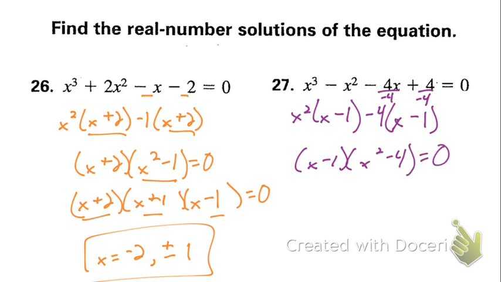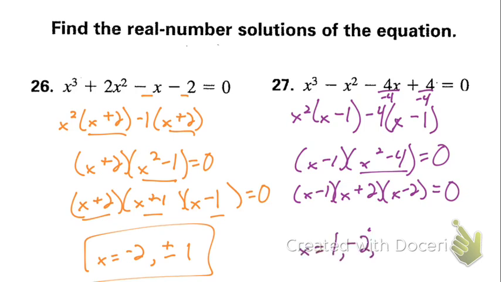Okay. Now, I can work with this. I'm going to go ahead and do x minus 1. And I'm going to factor this. This is a difference of two squares. X plus 2, x minus 2. So then over here I get three different solutions. I get x is equal to 1, negative 2, and positive 2. Or I could have written it as plus or minus 2.